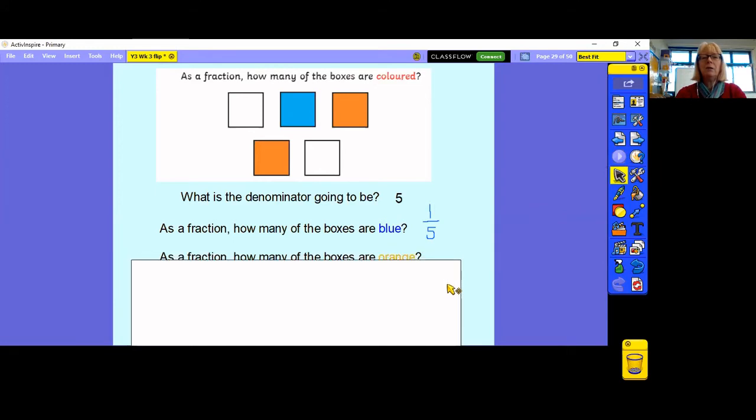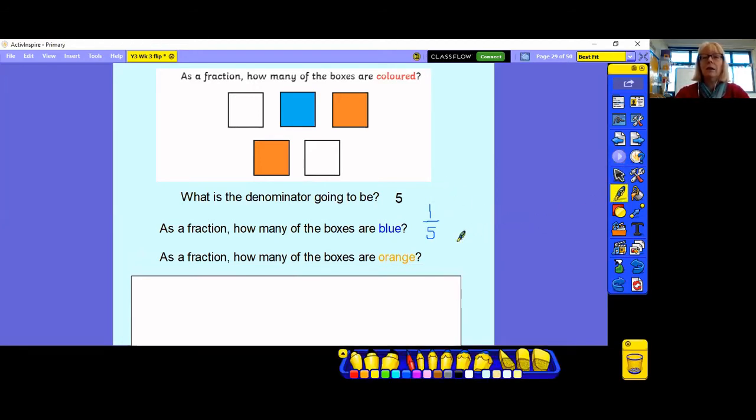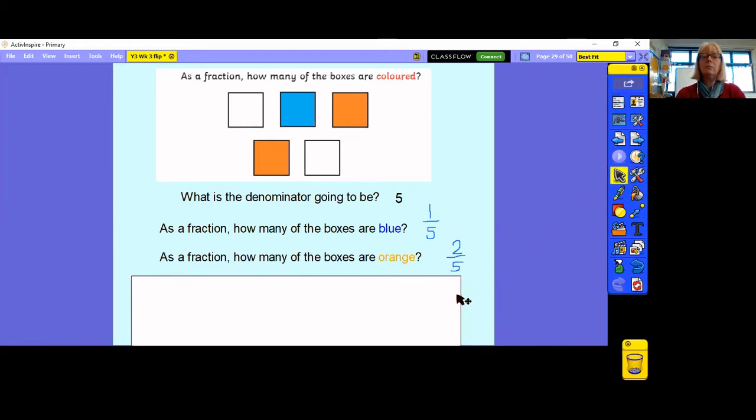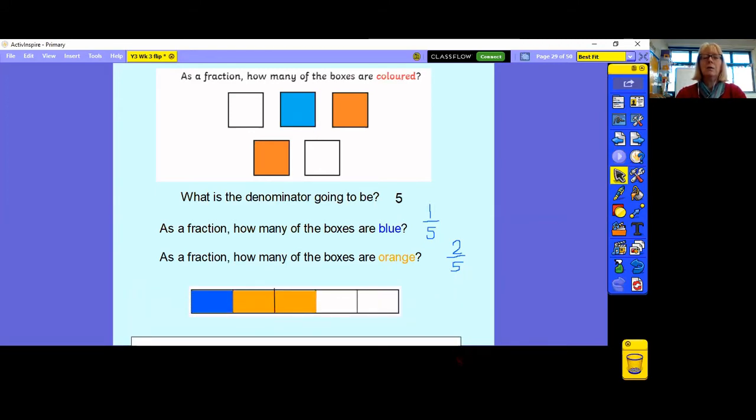Then we need to find out how many of the boxes are orange. Well, again, if we look at the orange ones, we've got 2 coloured in orange, so that's 2 out of the 5. And again, see if we can write that as a fraction. So 2/5 of the boxes are orange. To work out how many of them are coloured in, we need to add those together.